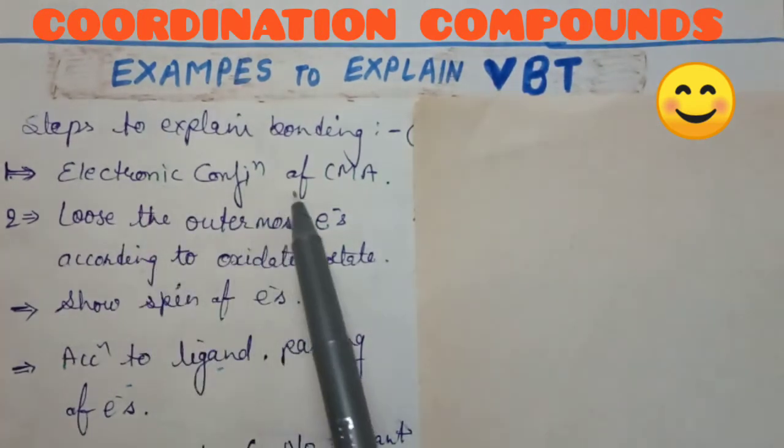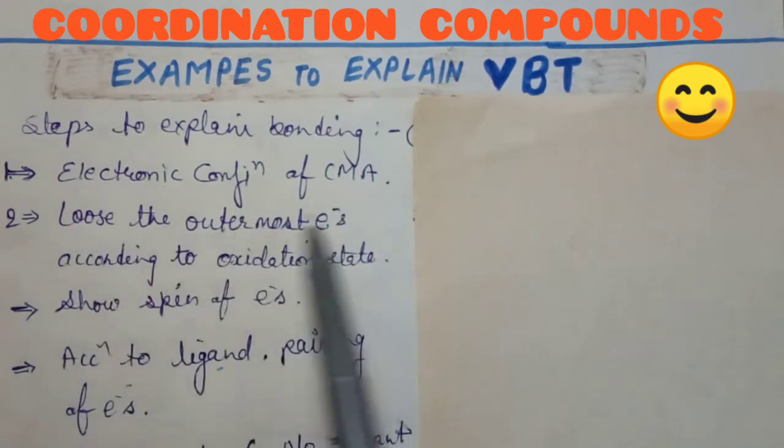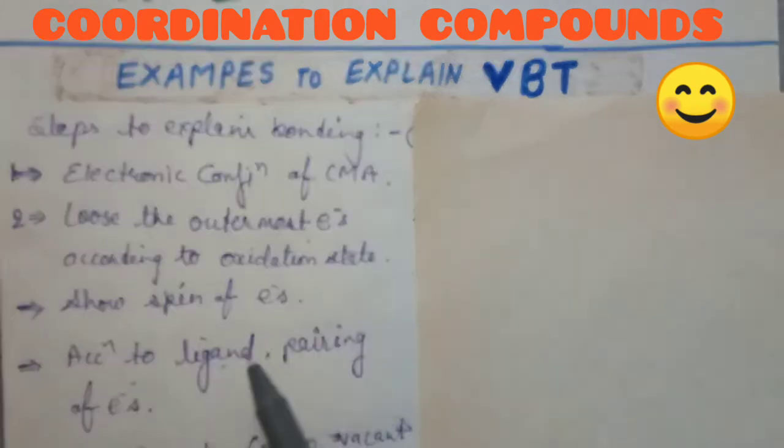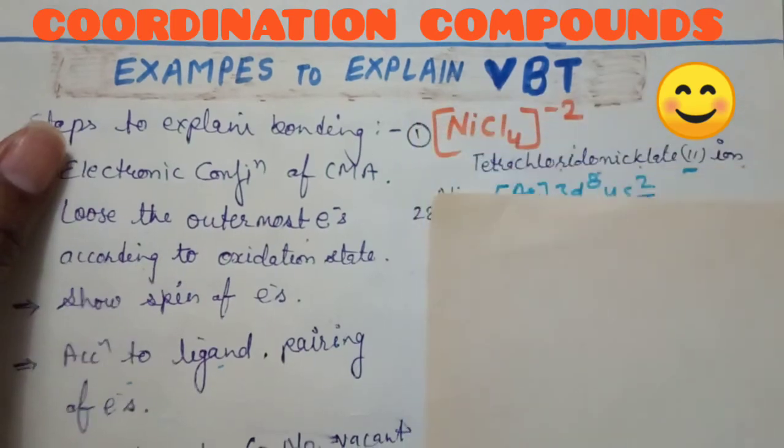First of all, we have to write the electronic configuration of the central metal atom. Then lose the outermost electrons according to the oxidation state and show the spin of the electrons. According to ligand nature, pairing of the unpaired electrons of d orbitals occurs or not. See, we have discussed the example of NiCl4.